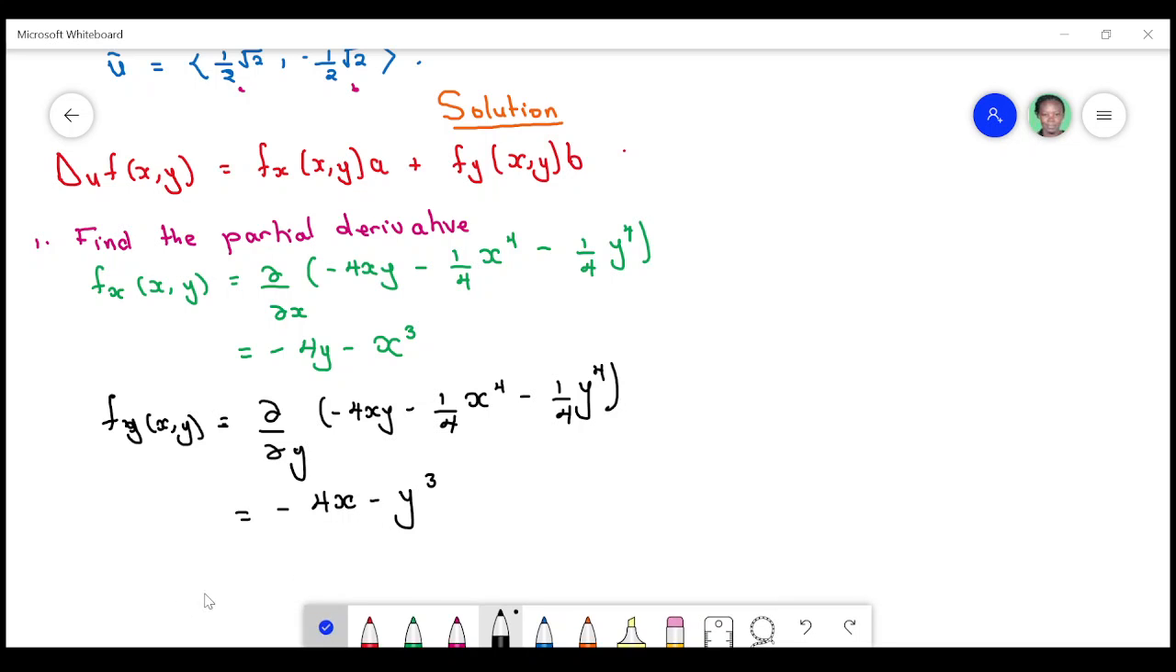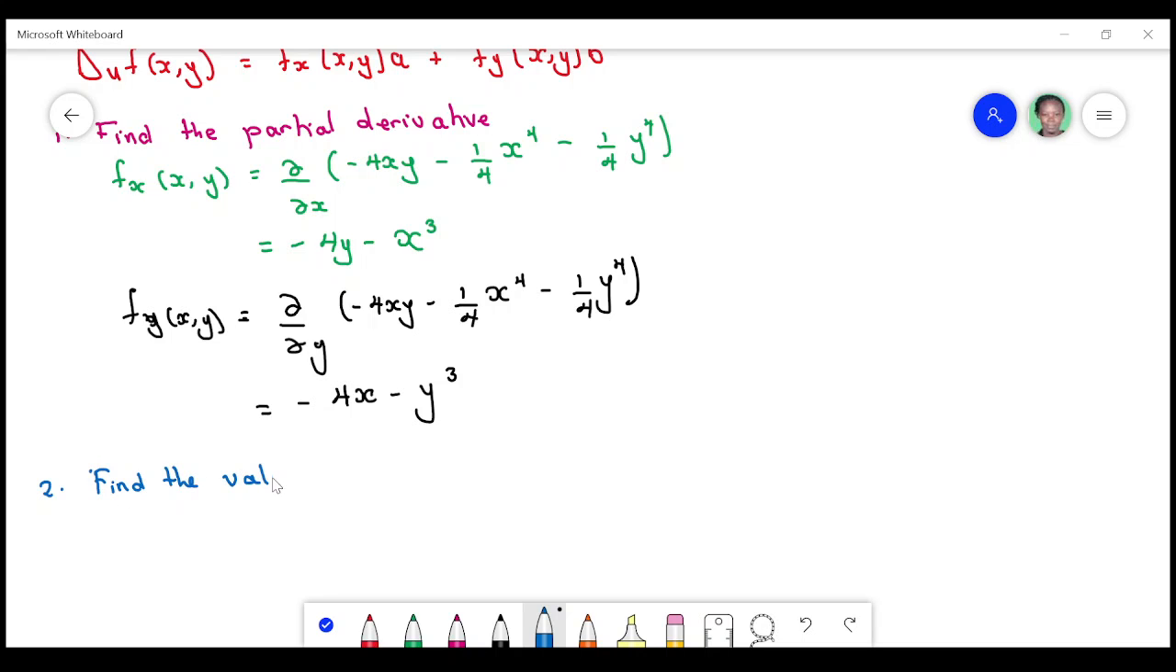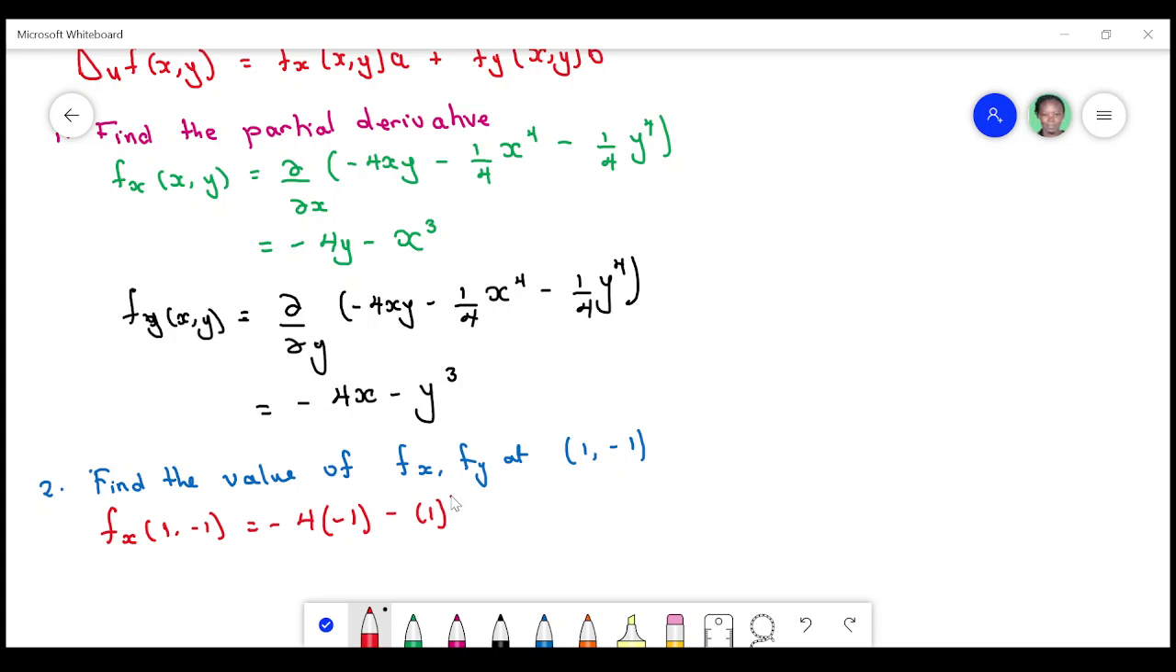Then the second step, so now we know the partial derivatives. We want to find the value of the partial derivatives at the point (1, -1). So we first find fx at (1, -1), and that gives us minus 4, y is -1, minus x is 1 cubed, and this will give us 4 minus 1, which is equal to 3.